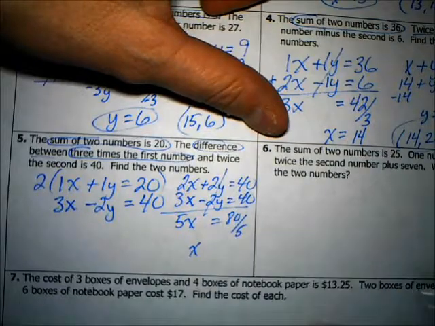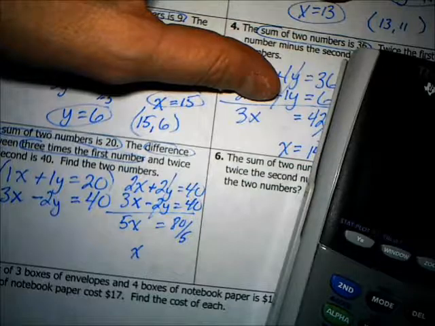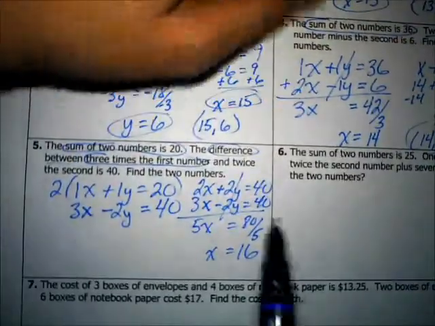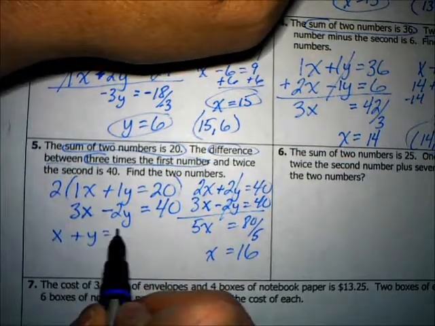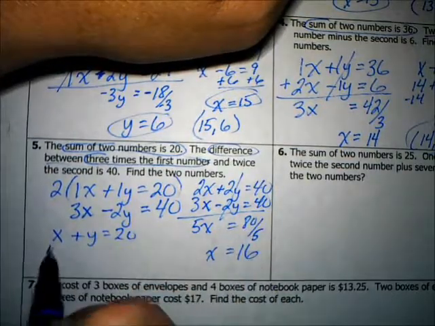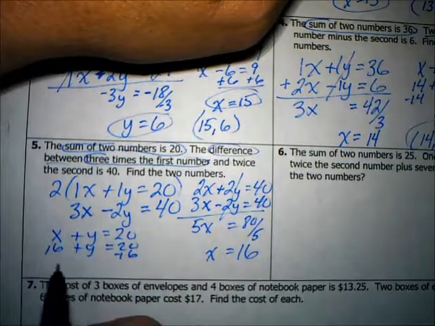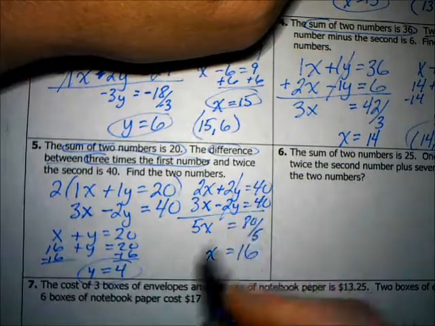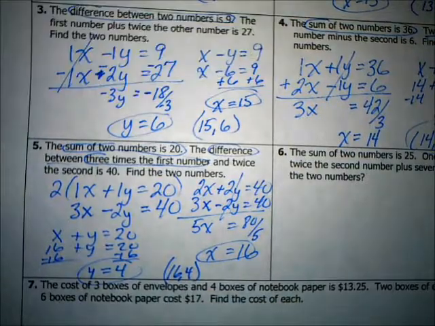If I divide that by 5, 80 divided by 5 is 16. I'm going to plug it back into the original equation. I had x plus y equals 20. x is 16. I'm going to subtract 16. That tells me y is 4. So my two numbers are 16 and 4 for my solution.